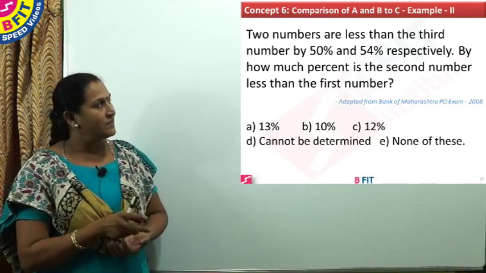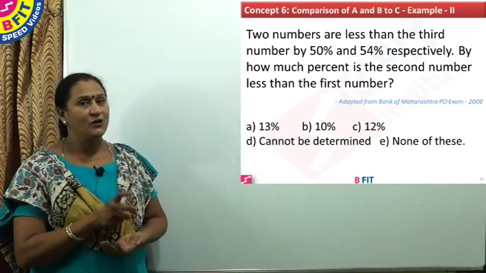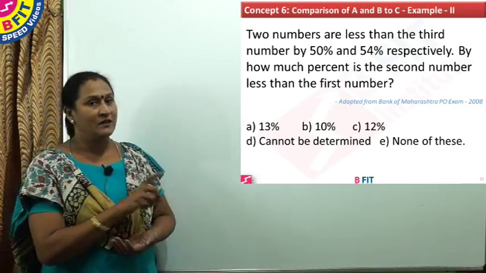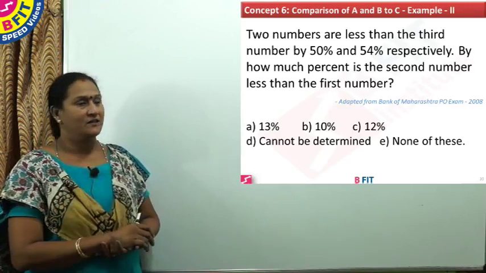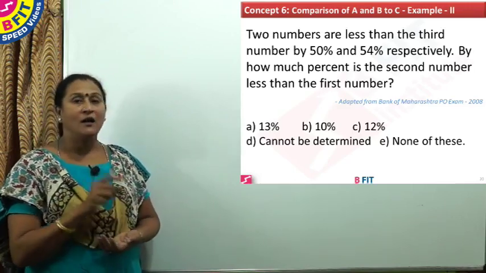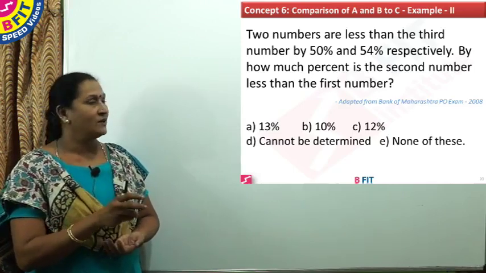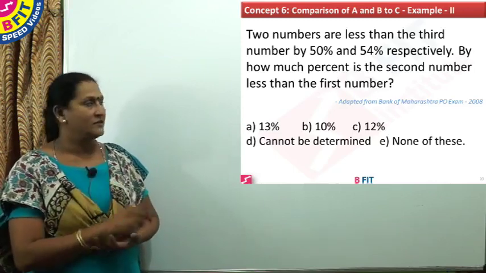And by what percent is the second number less than the third number? It is 54% less than the third number. Here also it is compared to the same value, so we can just work out with percentages. As it is less, subtract 54 from 100. 100 minus 54 is 46. So the second number we get as 46 itself. We can assume that it is 46 itself.